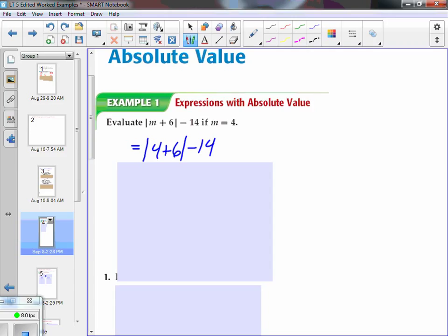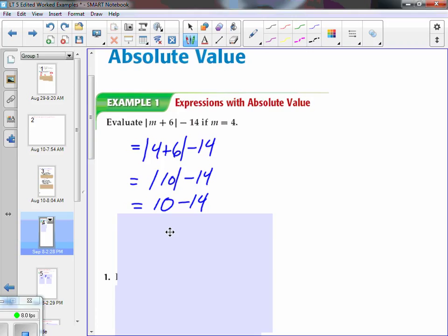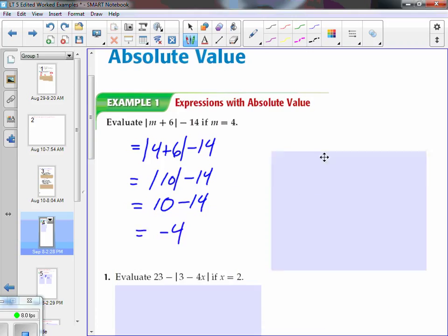Work inside there first. As you know, 4 plus 6 is 10, so that becomes the absolute value of 10 minus 14. Now, what's the absolute value of 10? 10. All we got to do now, 10 minus 14 is negative 4.